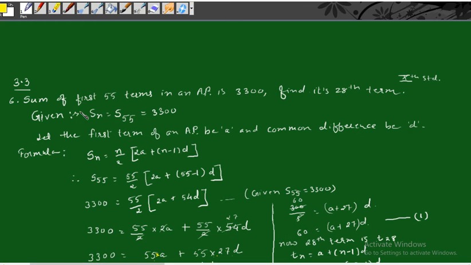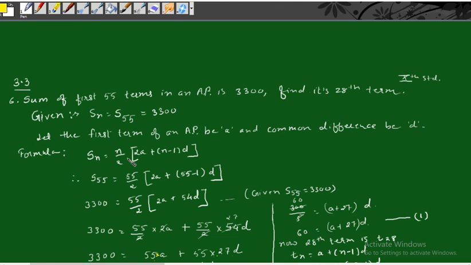Okay, so it is given the sum of, so Sn. So S55 is 3300. Okay, and here we don't have A or D. So we will assume and we get from here the 55 terms. Okay, so we will first assume that in this AP, the first term be A and the common difference be D.